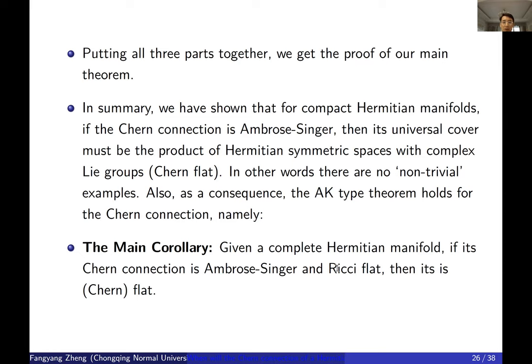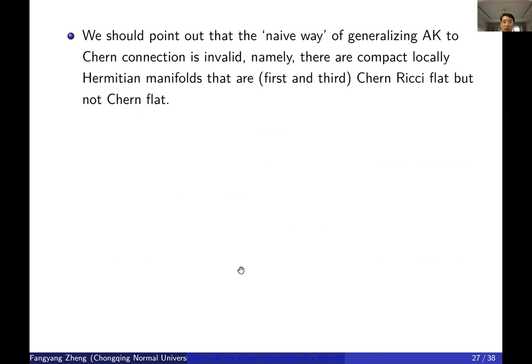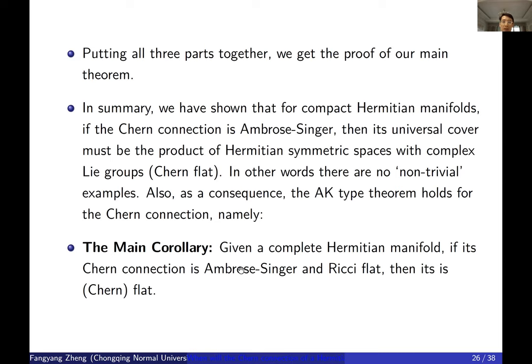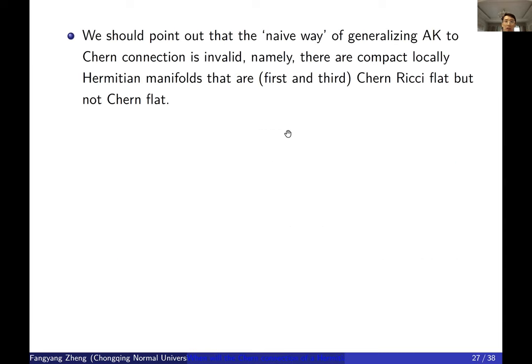The AS theorem is about the Riemannian connection, right? Here it's about the Chern connection, so you cannot directly apply the AS theorem to this. But I should point out that there is also a naive way of generalizing AS. Namely, you can think of AS as: on a symmetric space or its compact quotient, if the Levi-Civita connection is Ricci flat, then it will be flat, right? So you may ask the same question. If I'm on a locally homogeneous Hermitian manifold, and the Chern connection is Ricci flat, would it be Chern flat? This is what I mean by a naive way of generalizing AS.